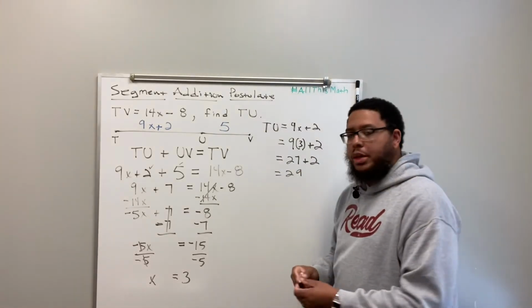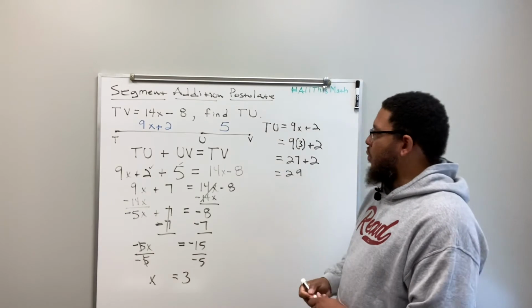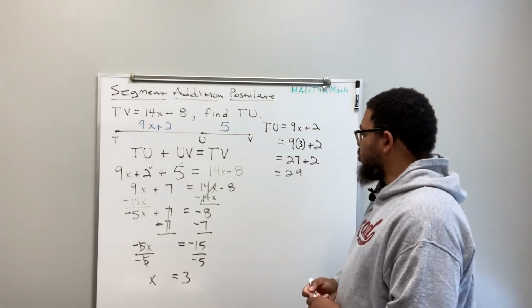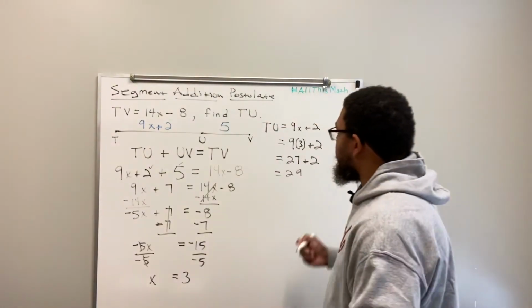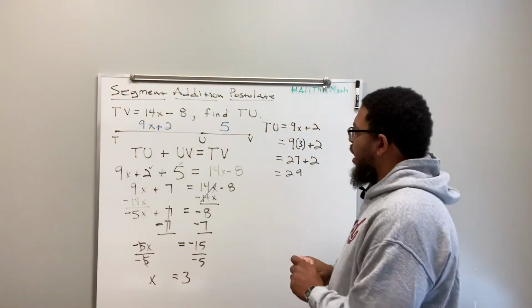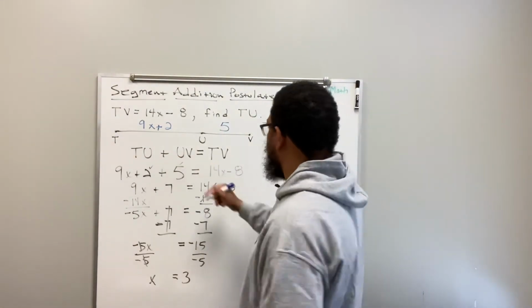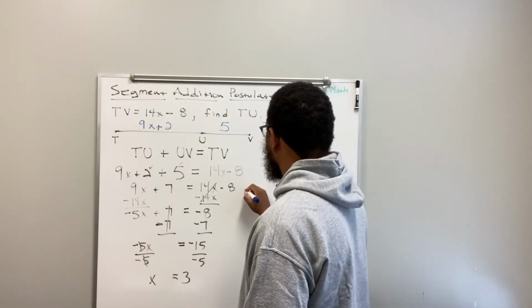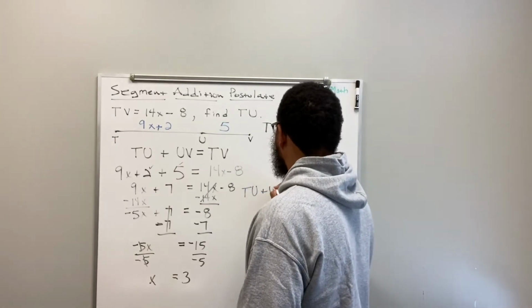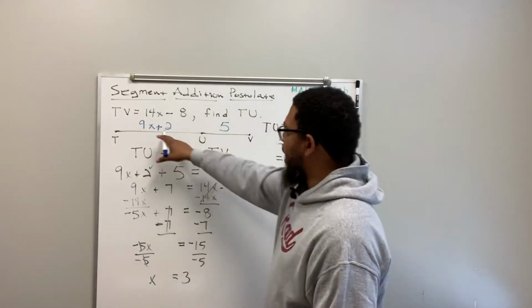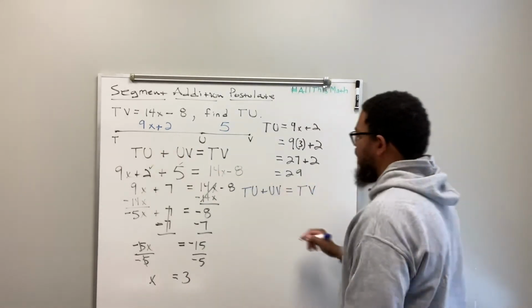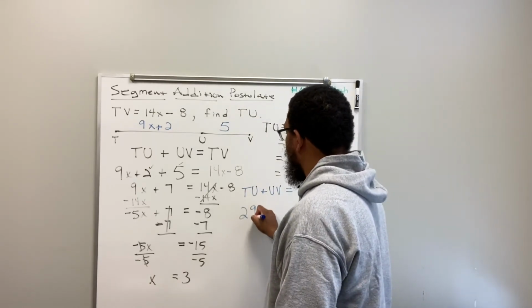Now, I want to check my work, right? I don't want to just stop here and say, oh, all right, TU is 29. I think it's 29, but I want to check my work. So this is how I'm going to check my work. I'm going to check my work by going back to this, right? So what I'm saying is TU plus UV must equal TV. So TU was 9x plus 2. So I think TU was 29. So I replaced TU with a 29.